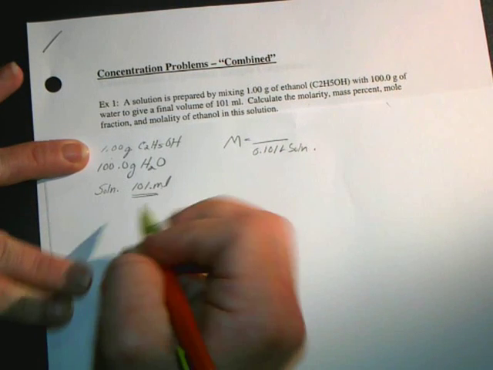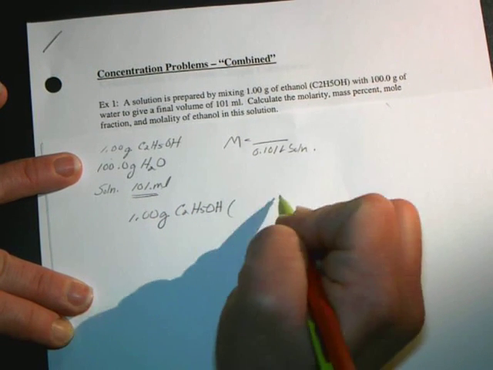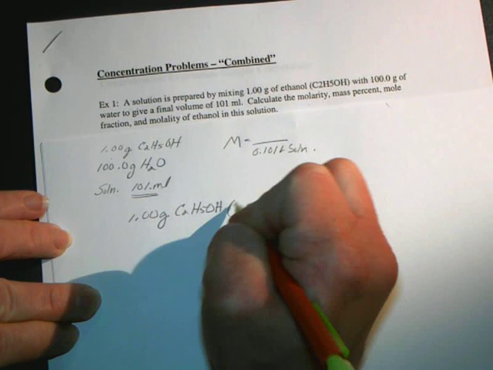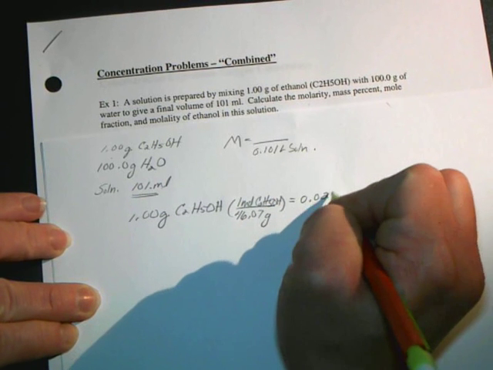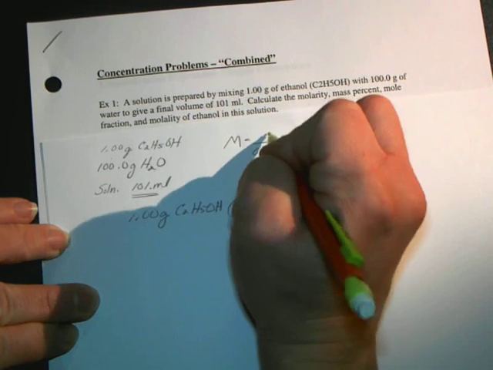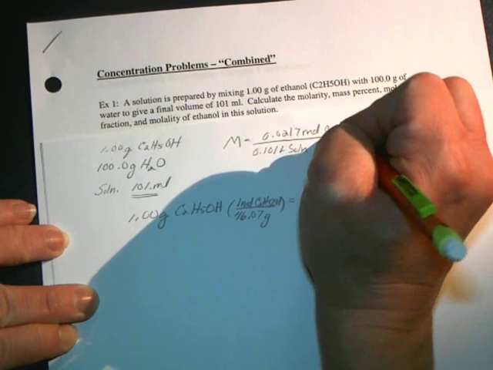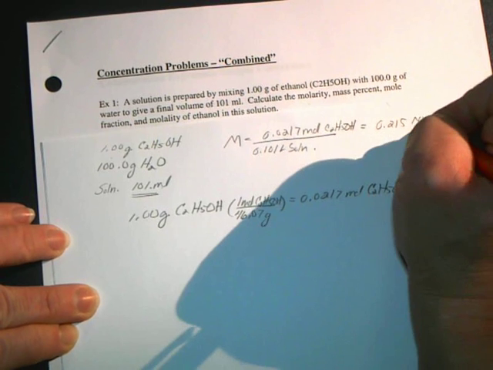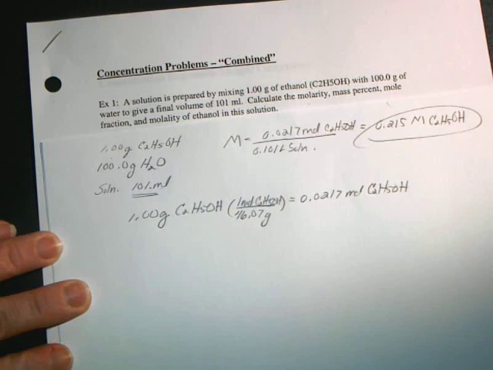We'll then have to convert our 1 gram of our solute to moles, using the formula mass, 46.07 grams in every 1 mole of our ethanol, with sig figs, 0.0217 moles of our ethanol. Okay, so that'll simply go here, being careful of significant figures, of course, and our molarity is 0.215 molar C2H5OH. All right, so we've satisfied one of the things that we were looking for.